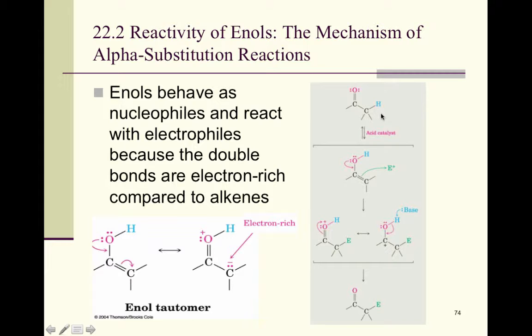Here we have a carbonyl carbon with an acidic alpha hydrogen. An acid catalyst comes in and it protonates this oxygen here, forming an enol. The enol then goes back and forth during this resonance. And when it has a carbocation here, a base can come in, extract that hydrogen, and we can see that the carbonyl group is regenerated and our electrophile is now substituted on the alpha position.